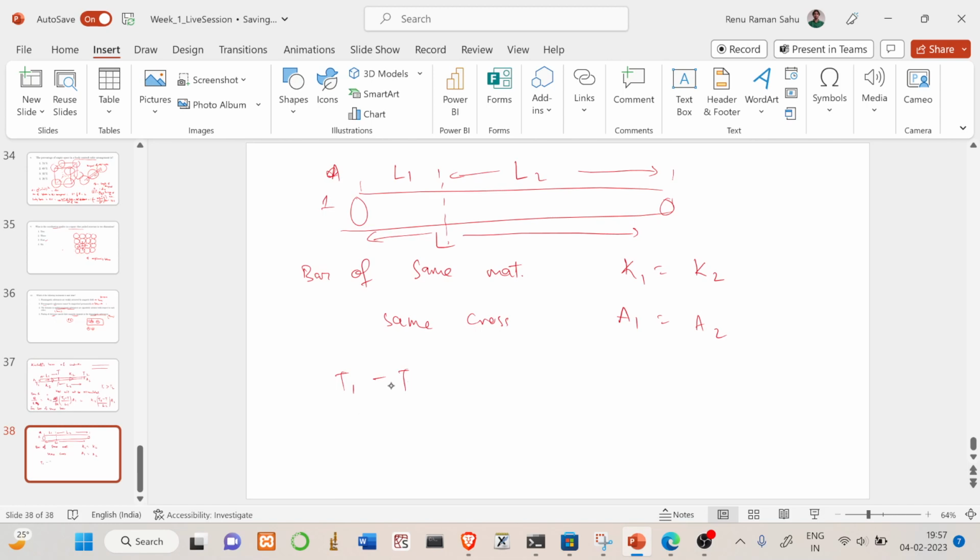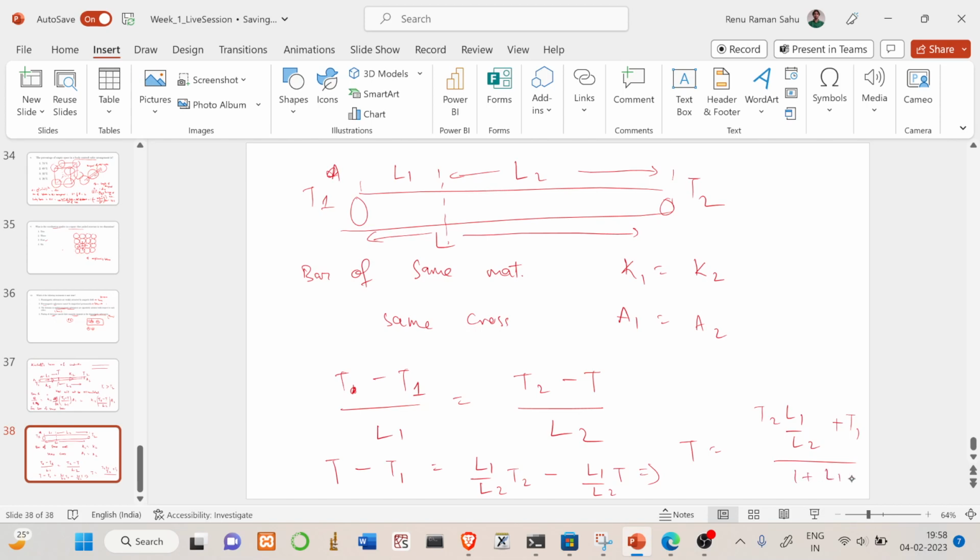So this is T1 and T2, and T1 is at the greater temperature. So T1 minus T over L1 is equal to T minus T2 over L2. Understood? Now if you solve this, T minus T1 is equal to L1 by L2 times T2 minus L1 over L2 times T. So basically you will find T is equal to (T2 L1 over L2 plus T1) over (1 plus L1 over L2). So you can find it out from here.